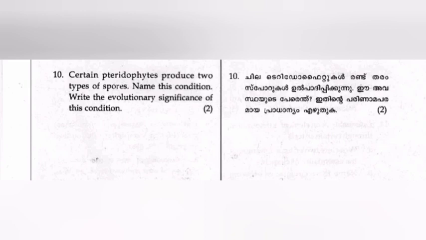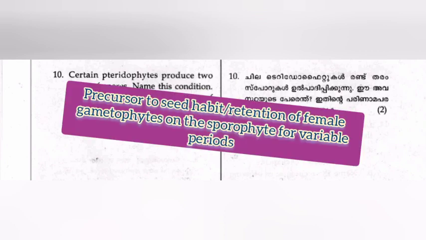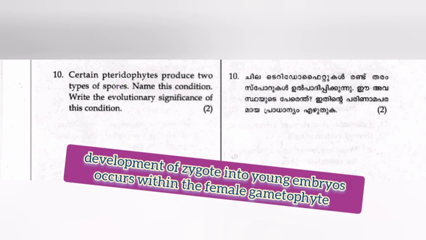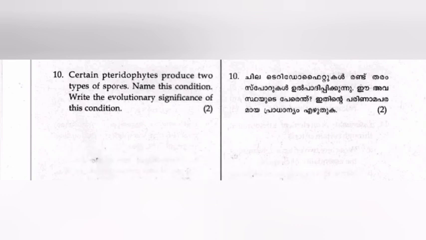10. Certain pteridophytes produce 2 types of spores. Name this condition. Answer: Heterospory. Write the evolutionary significance of this condition. Answer: Precursor to seed habit, retention of female gametophytes on the sporophytes for variable periods. Development of zygote into young embryos occurs within the female gametophyte. Write in one response. Name of the condition gets 1 mark and the evolutionary significance gets 1 mark.